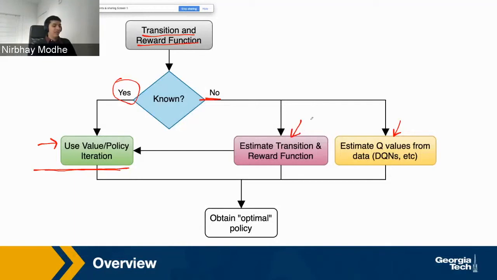But now what we're going to look at is a method which does not use any of these things. It's going to directly try to update the policy without worrying about predicting Q values, rewards or next states. It's just going to see what is the best way I can improve my current policy.